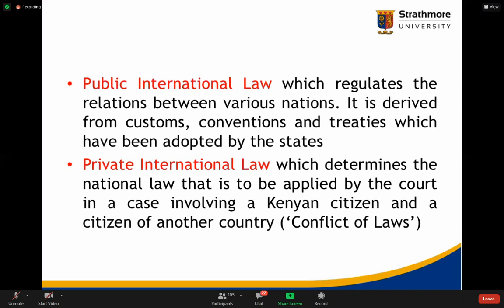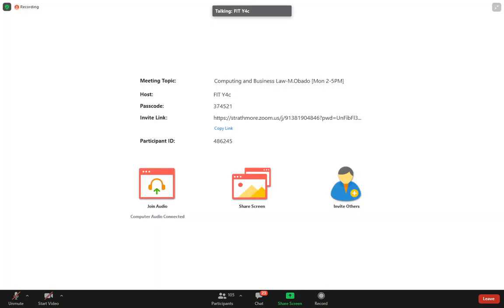So, public international law and private international law. Public international law regulates the relations between various nations. It is derived from the customs and the conventions. So the difference between public and private is that public international law regulates the relations between states. Private international law regulates the relationship between private citizens of different states. So that is the main difference. I'm sorry, I'm just trying to look at the chart as well.